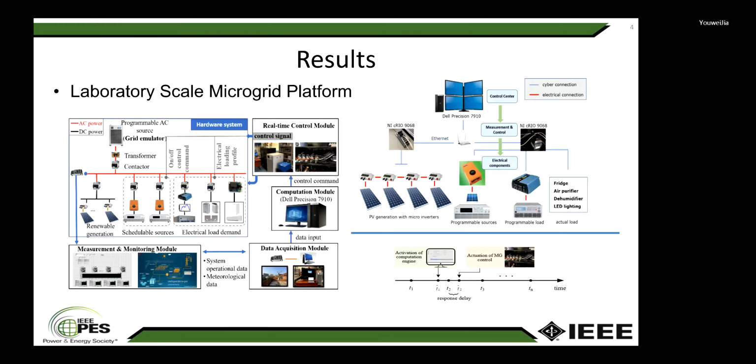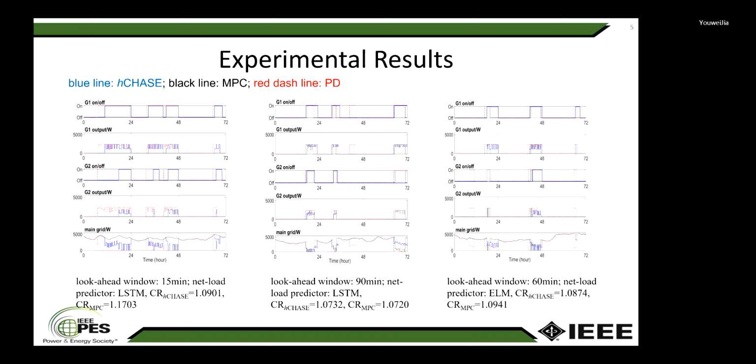So here, I would like to show you some experimental results. We test HCHASE and the MPC on a laboratory-scale microgrid. As we can see here, we compare MPC and HCHASE in three typical scenarios. The left one shows the case with limited accurate forecast information. The on-off actions of HCHASE closely follow the optimal solution yielded by perfect dispatch, while MPC fails to turn on the local generator in due course.